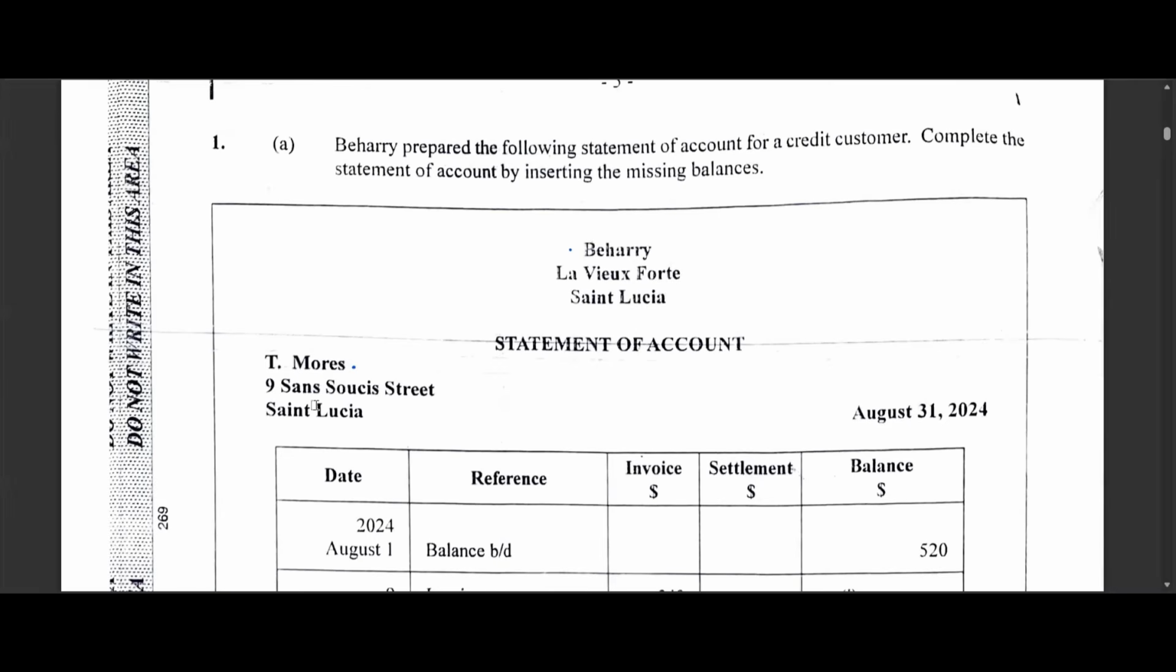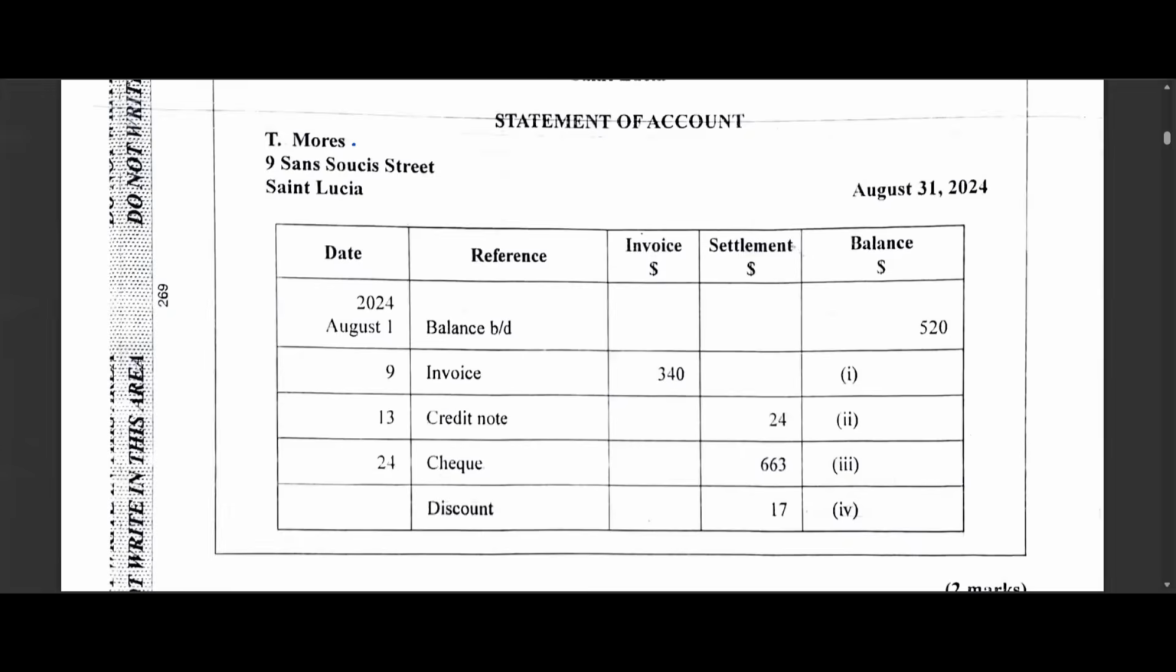be assisting you guys in preparation for your Principles of Accounts CSEC examinations. Today, we will be attempting the May-June 2025 Paper 2. Alright guys, so let's jump into it. See what question 1 is asking us for.